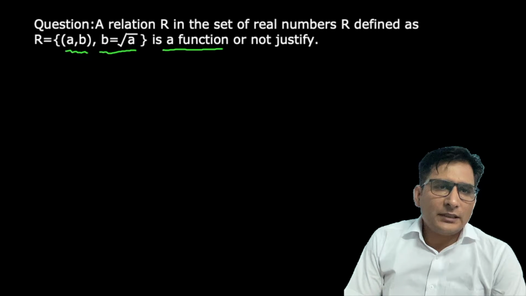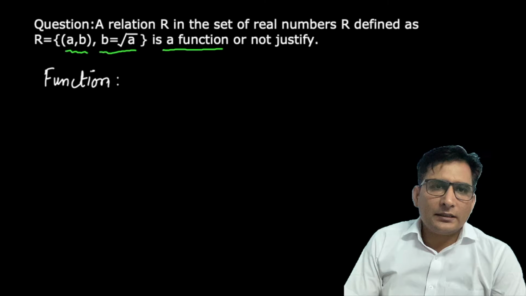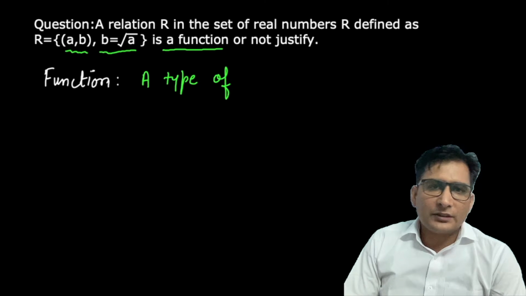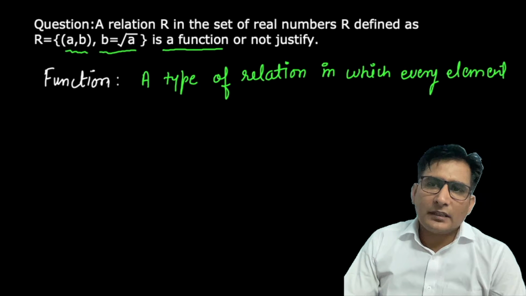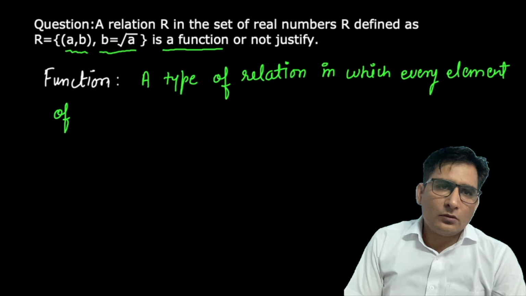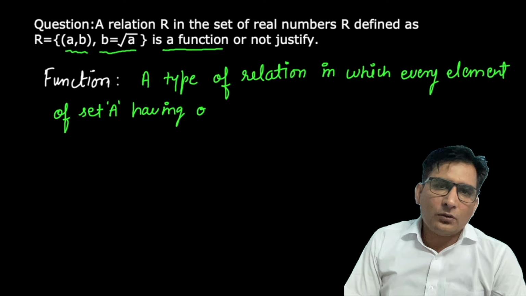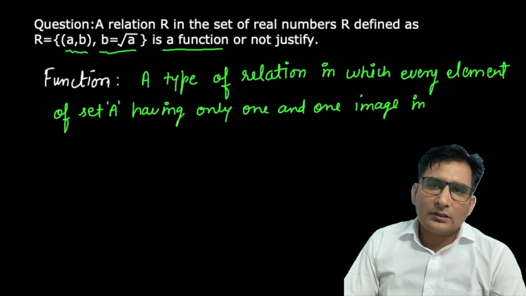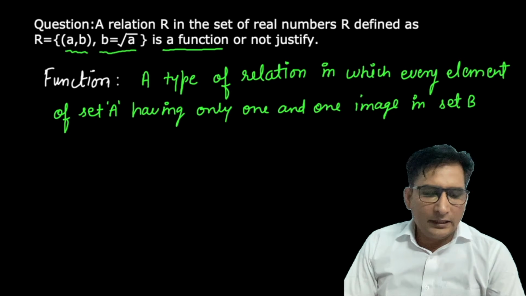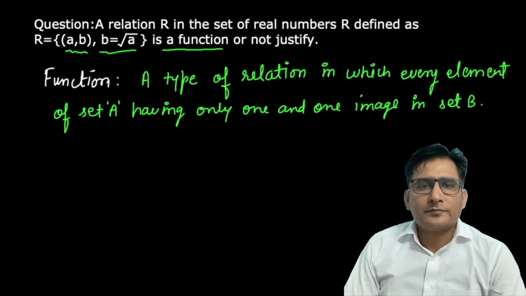Basically, a function is a type of relation. A function is a type of relation in which every element of set A has one and only one image in set B. That special type of relation is called a function, right?